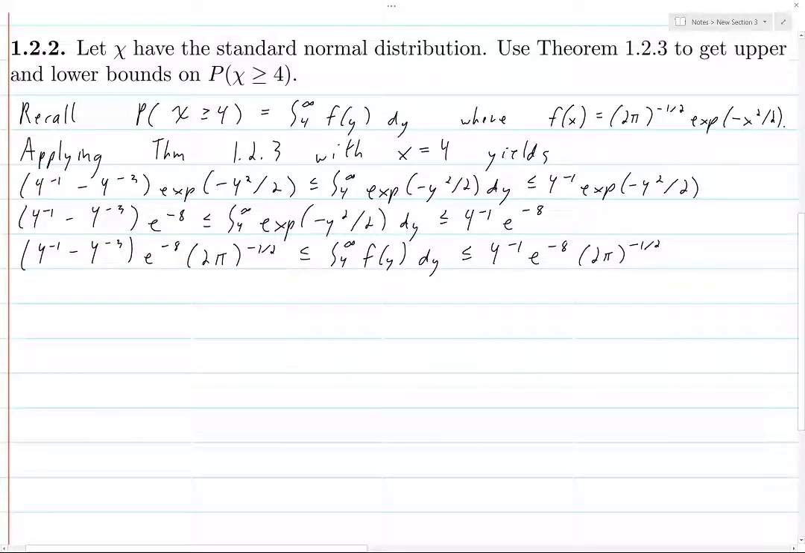Alright, and yeah, that's all that we need. These are the upper and lower bounds that we have, because this thing is equal to the probability that chi is greater than or equal to 4. And so yeah, that's all we need to do for this problem, and so we're done.